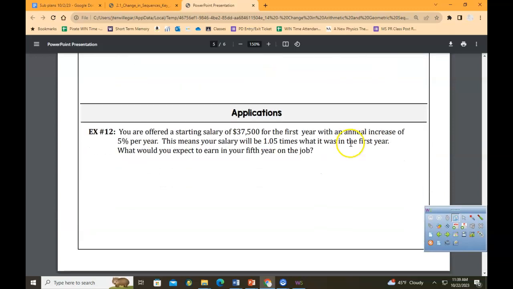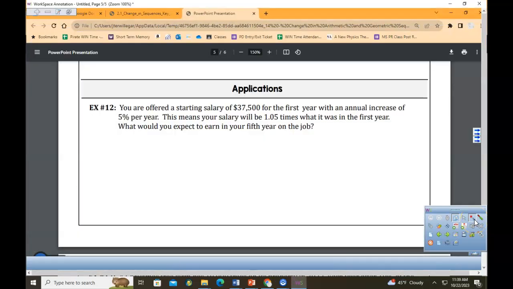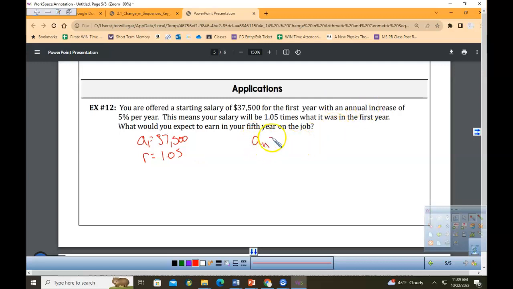Alright, they want to give you money, and they want to give you an annual increase of 5% a year. How much would you expect in your 5th year? So the first year, your A sub 1, you're going to make 37,500. Your R is 1.05, right? That's your rate. It's going to go up 1.05 each time. So my formula is going to be A sub n equals my initial times 1.05 to the n minus 1, right?